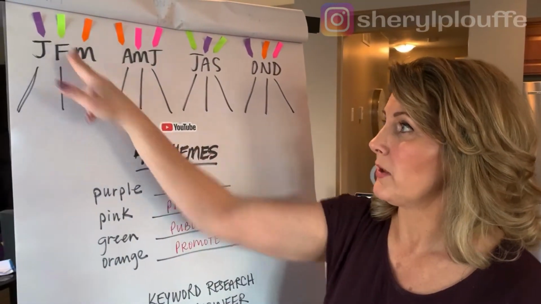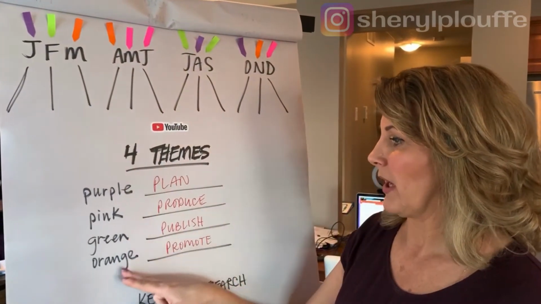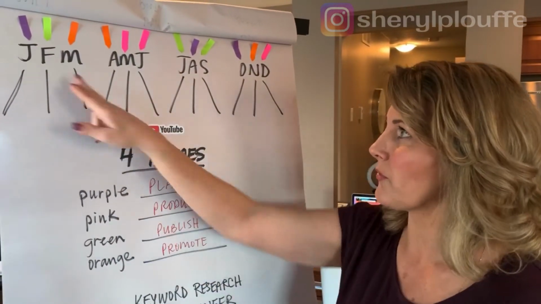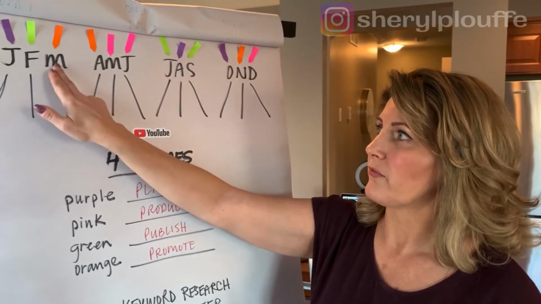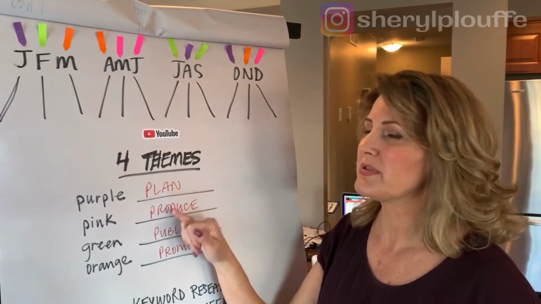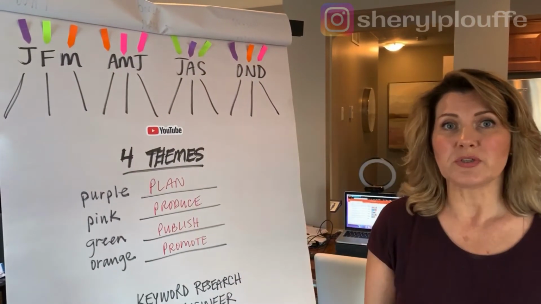In February, we're going to talk about publishing. In March, you're going to talk about promoting. So the 4 videos you create in January, the 4 videos you create in February, the 4 videos you create in March will be about those themes. And that's a way to help drive more views to your videos.